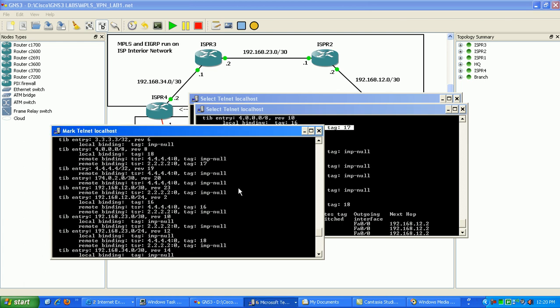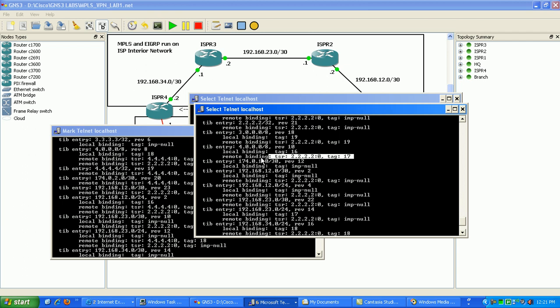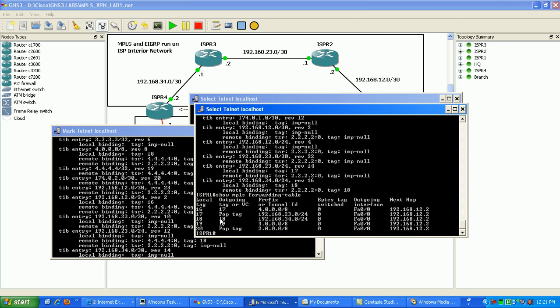Okay, so again, if we look at it from the reverse direction, router 1, if we look in its bindings and the label information base, it sees that it's got a local binding of 16 and it's receiving a tag of 17 from router 2. ISP router 2. So if we look at the forwarding table on ISP router 1, you can see that its local tag is 16 and its outgoing tag is 17, but the tag it's receiving from router 2 for that prefix for the forward network.